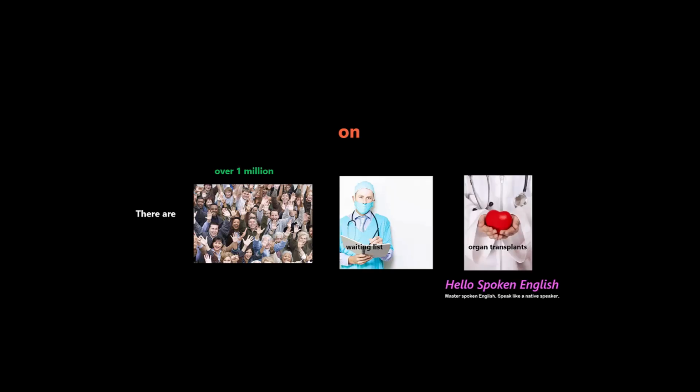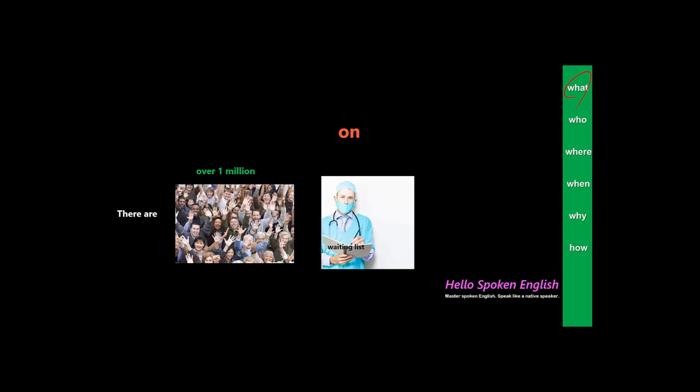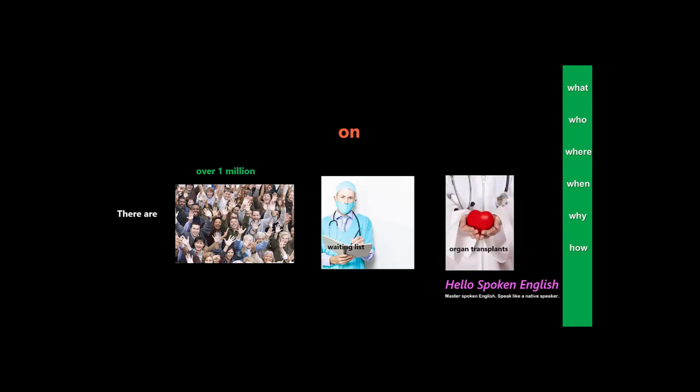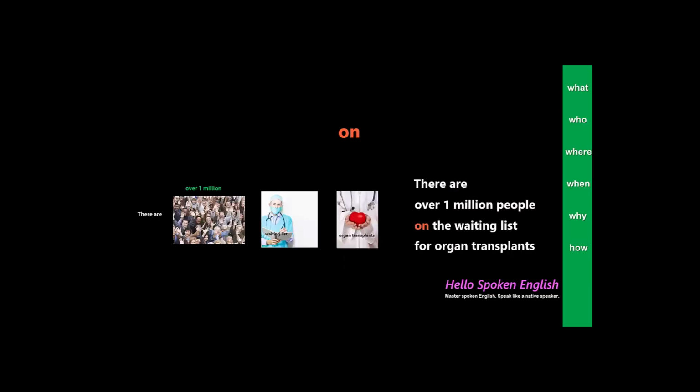In the animation, you can see there are over 1 million, waiting list, and organ transplant. Okay, let's make the expression following the animation in order. There are who? Over 1 million people. Where? On the waiting list. For what? For organ transplants. So, the full sentence is, there are over 1 million people on the waiting list for organ transplants.